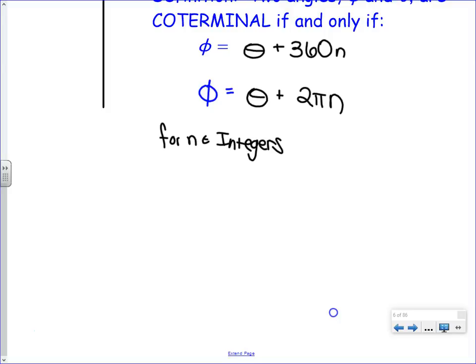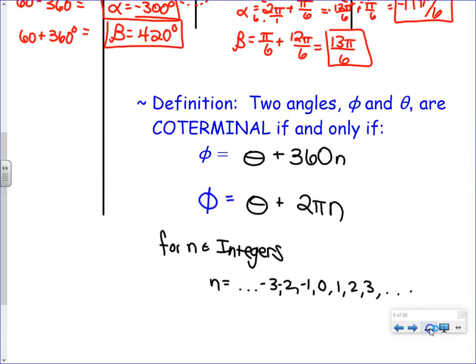It's in the set of integers. Remember, that means n is equal to negative or positive counting numbers. Because I need full revolutions. I need full sets of 360. 1 360, 2 360s, negative 1 360, negative 2 360s. I need full revolutions, otherwise I'm in trouble.